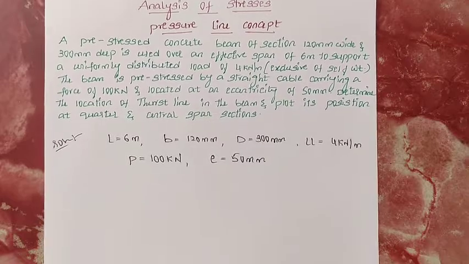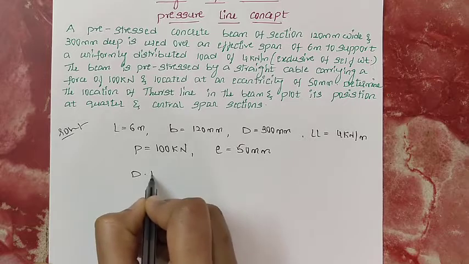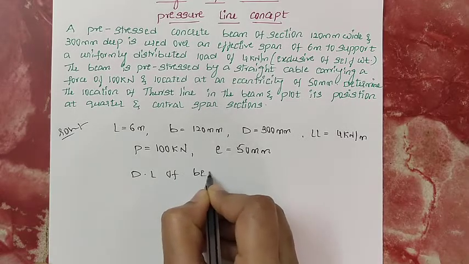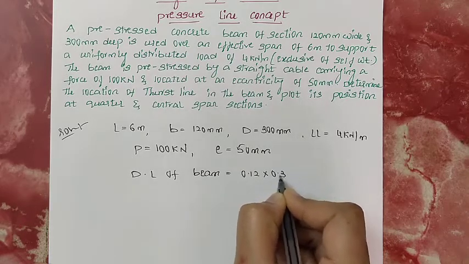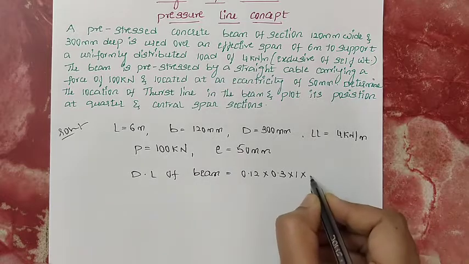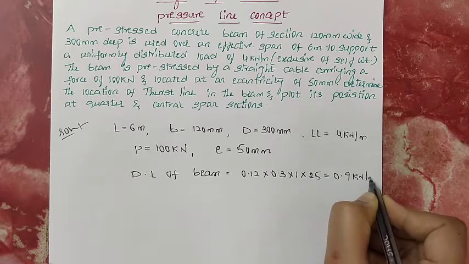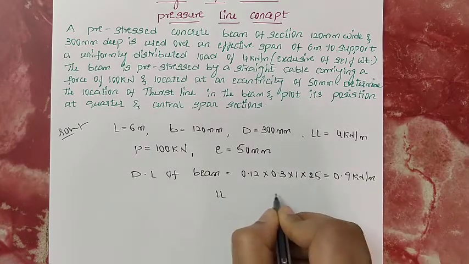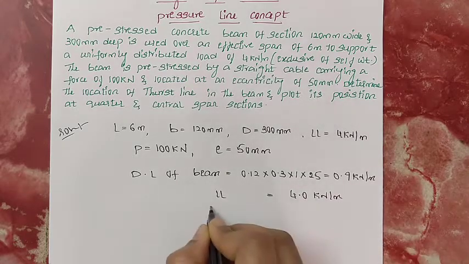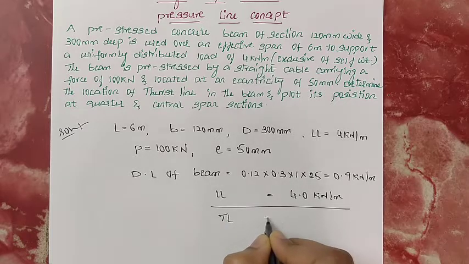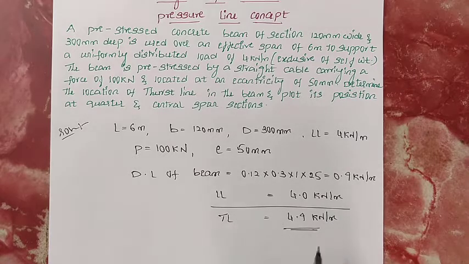First, you calculate the dead load of the beam. Dead load of beam is 0.12 multiplied by 0.3 multiplied by 1. Take the density as 25 and you will get a dead load of 0.9 kN per meter. The live load they have given is 4 kN per meter. Then calculate the total load, which will be equal to 4.9 kN per meter.